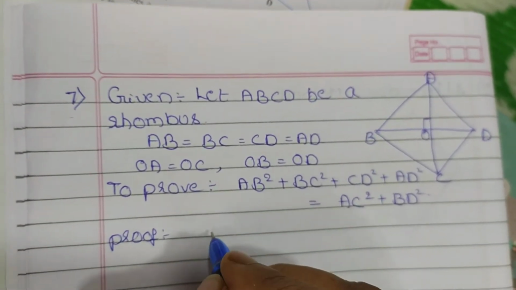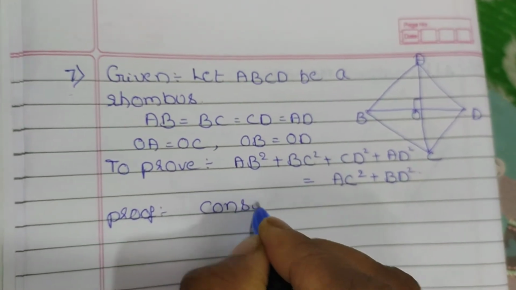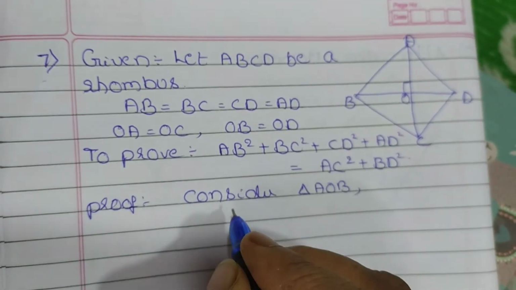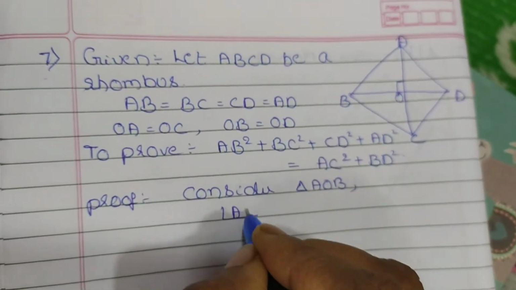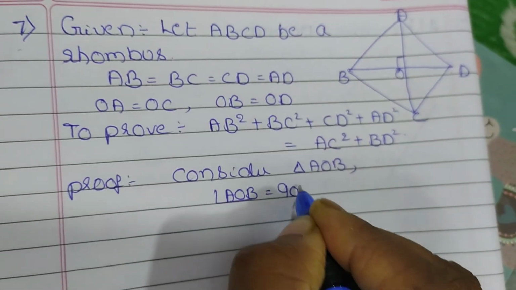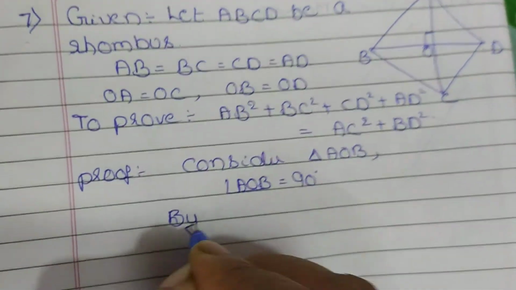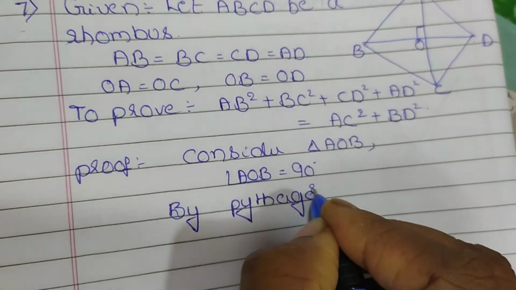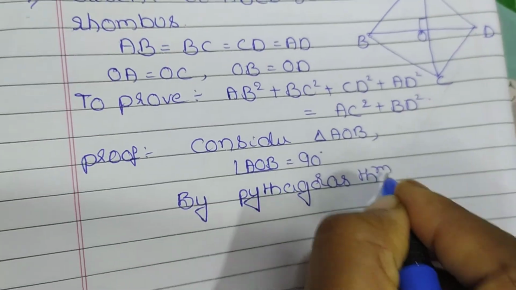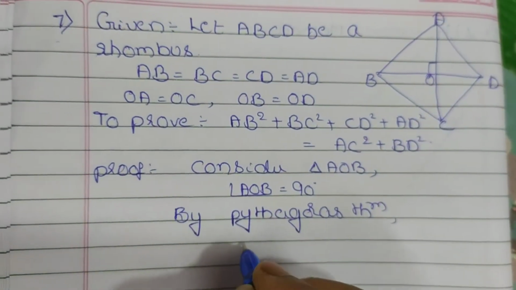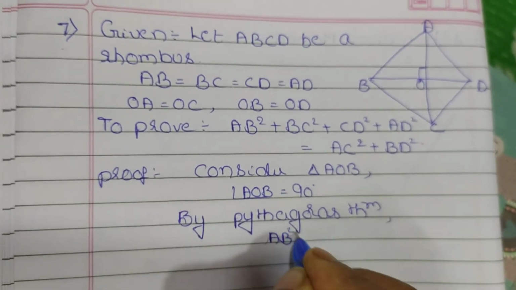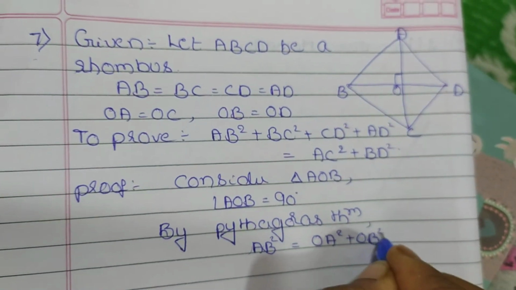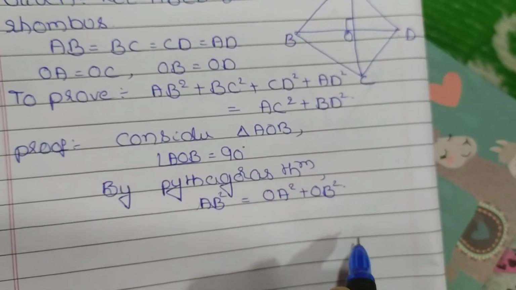let us consider the triangle AOB. In that, because angle AOB equals 90 degrees, we can make use of the Pythagoras theorem. So by making use of the Pythagoras theorem, what will we have? AB square, the square of the hypotenuse, is equal to the sum of the squares of the other sides, OA square plus OB square.